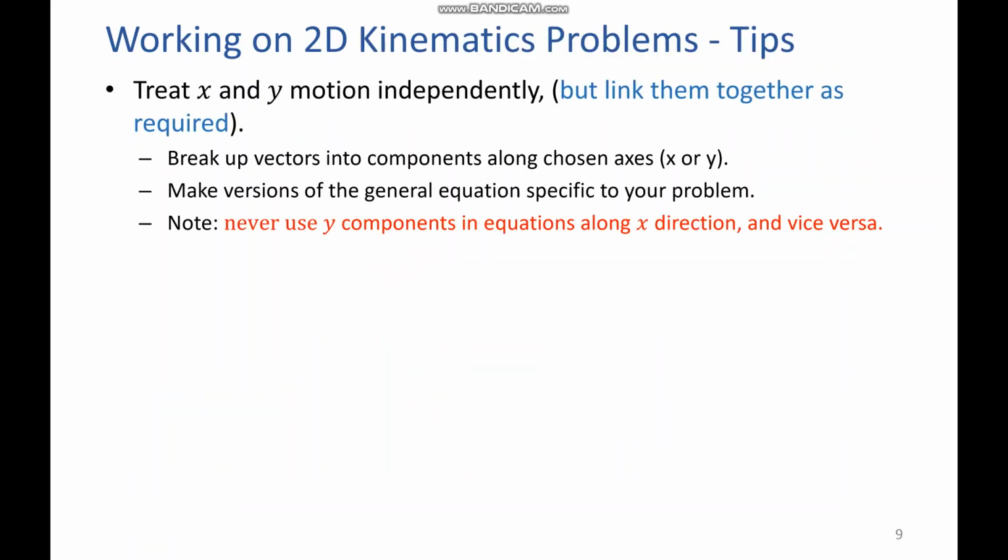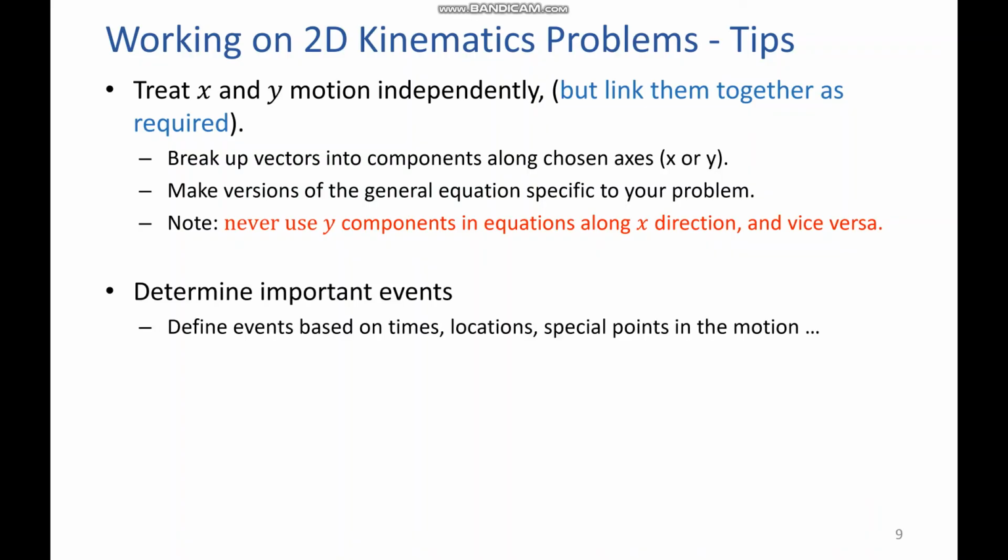So you get this problem. What do you want to do? First thing is you should look at your x and your y motion as completely separate. It'll help you understand the problem better. You're going to want to break up those vectors. You're going to want to make versions of those general equations like before that are specific to your problem to help you figure out the unknowns.